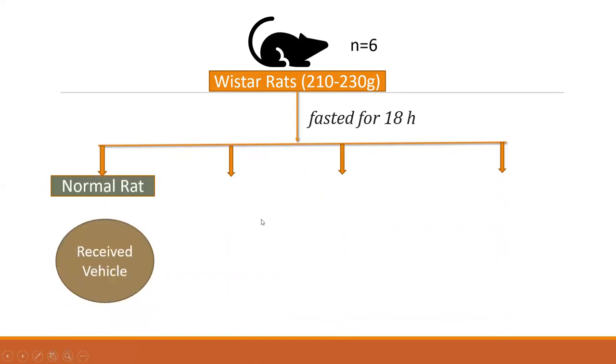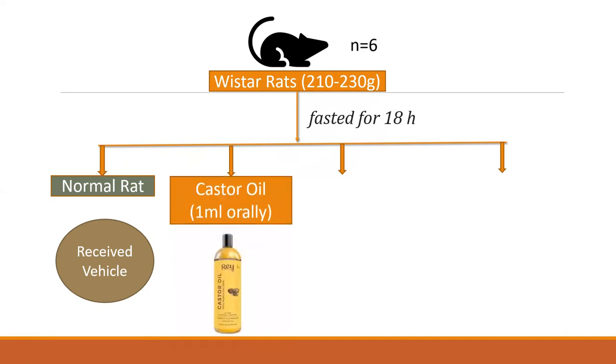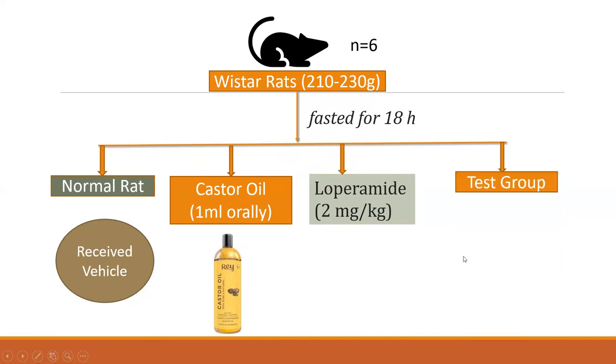The first group is considered as the normal group, which receives only the vehicle. The second group is the castor oil group, where you administer 1 ml of castor oil orally to the animal. The third group is the standard group, where you give the standard anti-diarrheal drug. And the fourth group is treated with the test drug. If your test drug has different doses, you can make groups as per requirement. The test and standard drugs should be administered as per the decided dose.